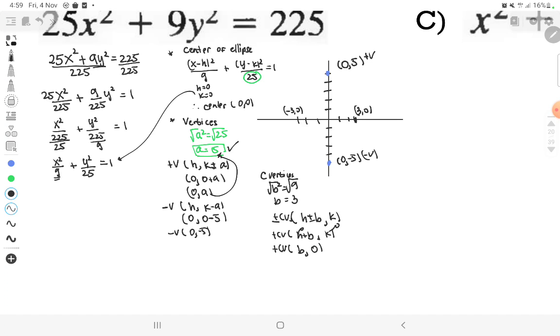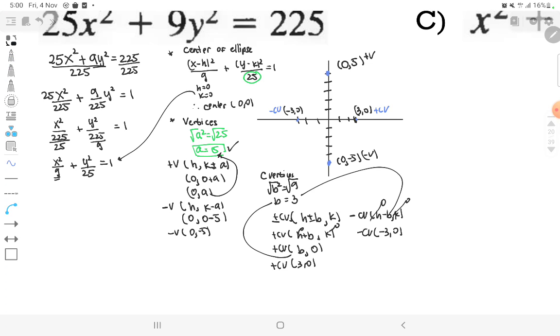But what is my b? My b is basically equal to 3. So therefore 3, 0. Next, for our negative CV, I will have h minus b, k. So since my h is 0, and my k is 0, and my b is equal to 3, I will have my negative CB as negative 3, 0. Okay, so this will be my negative CB, and this will be my positive CB.